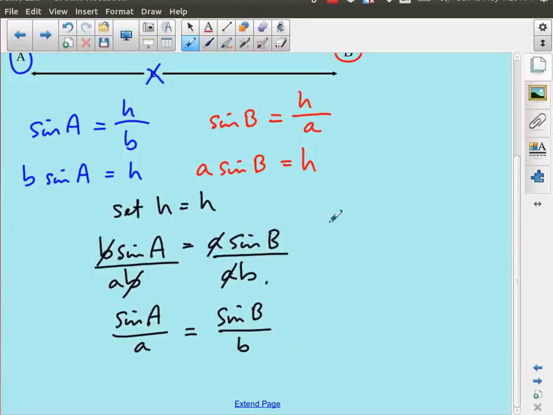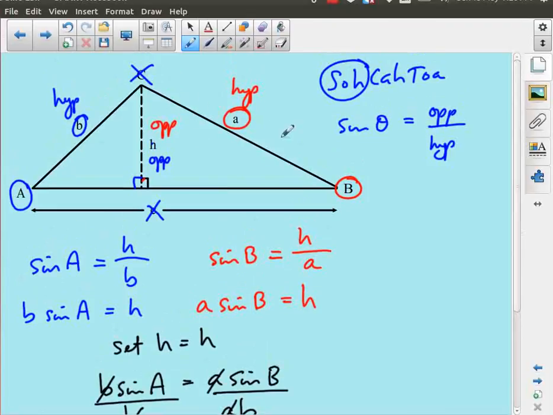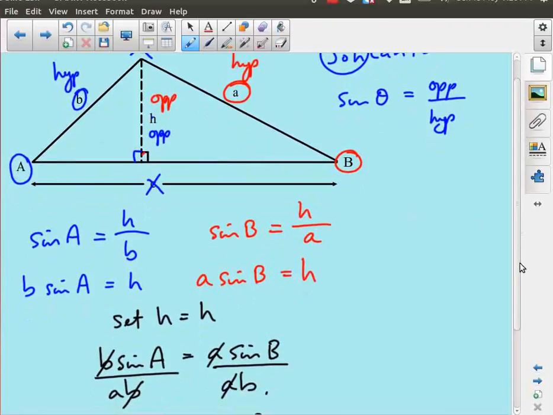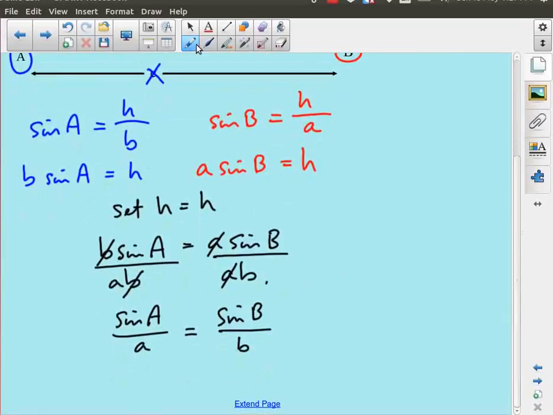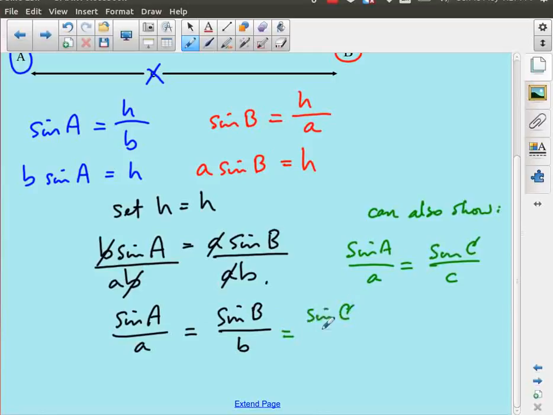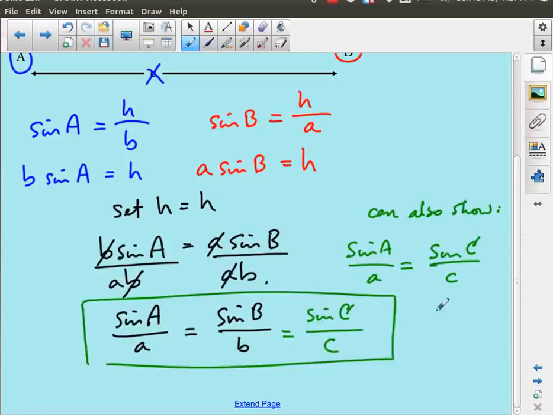And then you can, with another altitude, so if we were to draw another altitude, it's tough with the way I've drawn this triangle, but if we were to do that, we can also show a relationship like this, which is that sine A over A equals sine C over C. But if sine A over A equals sine C over C, and sine A over A equals sine B over B, then that means that all of them must be equal to each other, and we end up with the sine law in general.